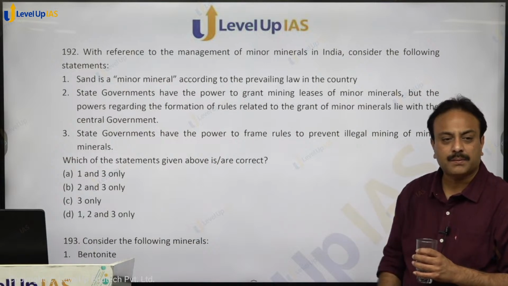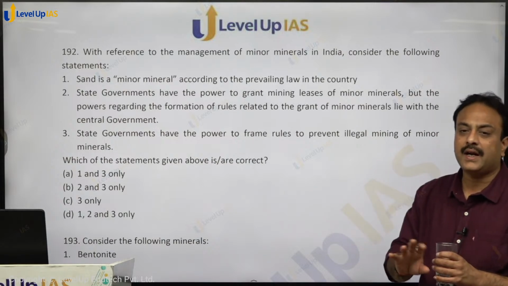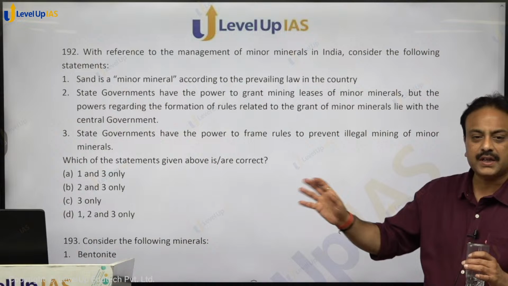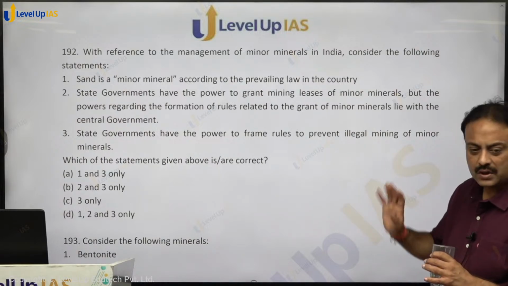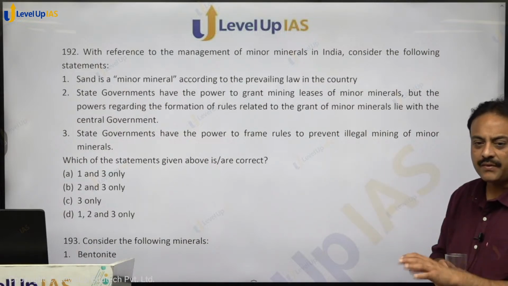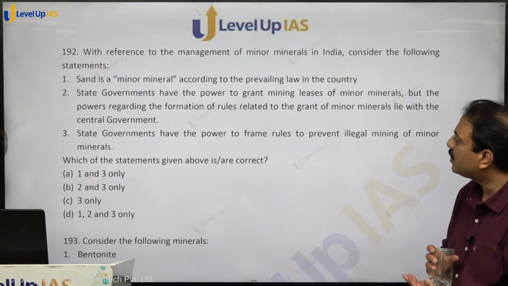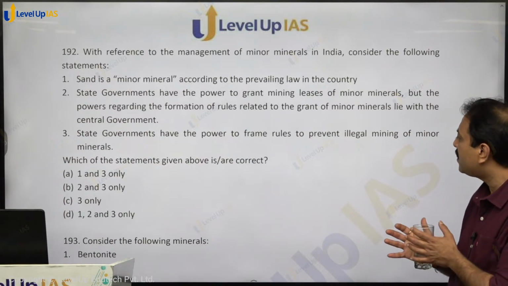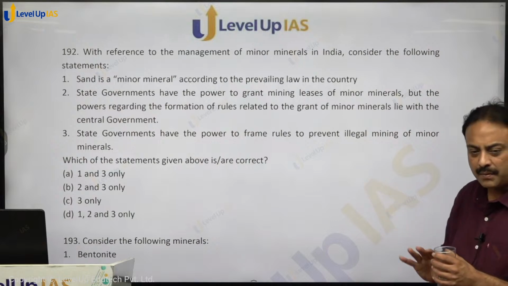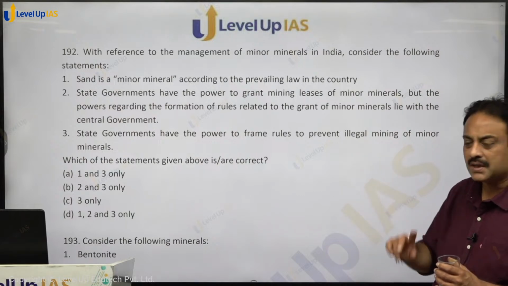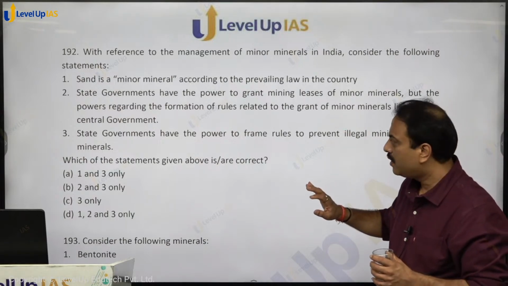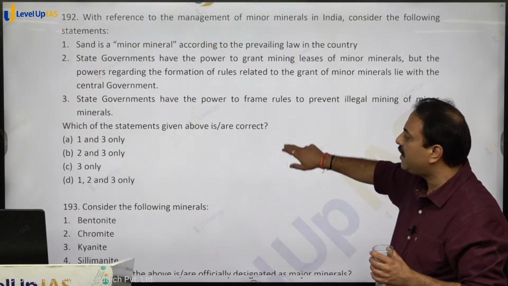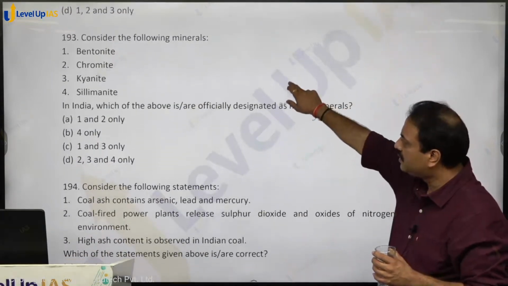Completely state government के पास सब कुछ है. State government will only relate it to environment protection, उसको देखेगा, बाकी कुछ नहीं करेगा. Every right is given to state government. So statement 2 is wrong. State governments have the power to frame rules to prevent illegal mining of minor minerals. State के पास भी है, central के पास भी है. So 1 and 3 are correct. So 1 and 3 only, option A for apple will be the right answer.